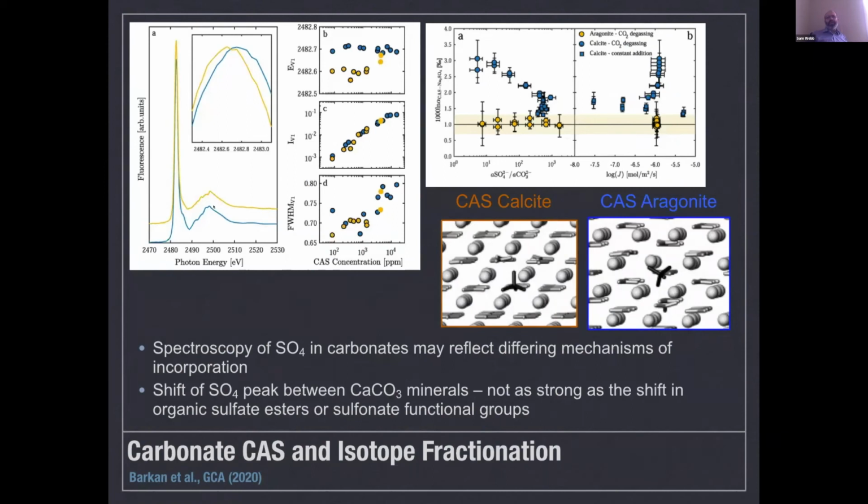So calcite is in blue in these, and aragonite is in yellow in these plots here. And there's a very consistent shift to a slightly lower energy of the sulfate peak in the aragonite case compared to the calcite. And there's of course, an intensity relationship that goes with the concentration of sulfate in there, some slight broadening in our peaks, but this constant shift here that's invariant between aragonite and calcite effectively.